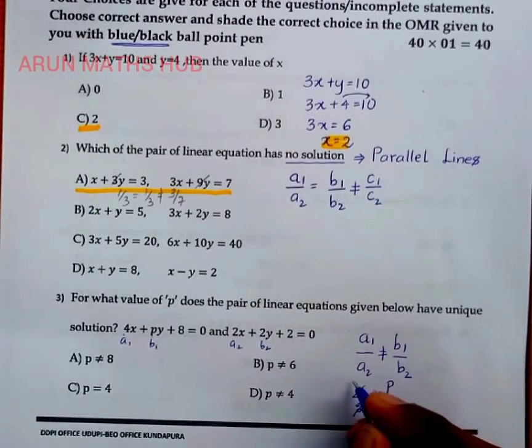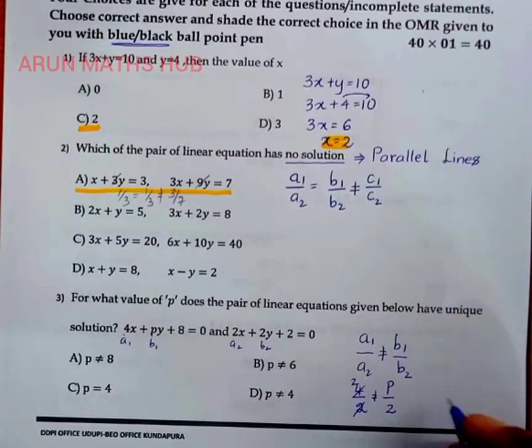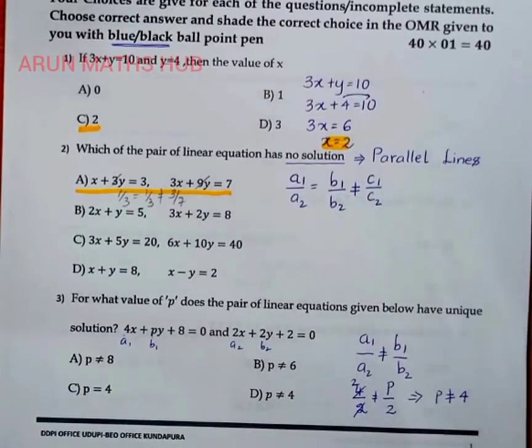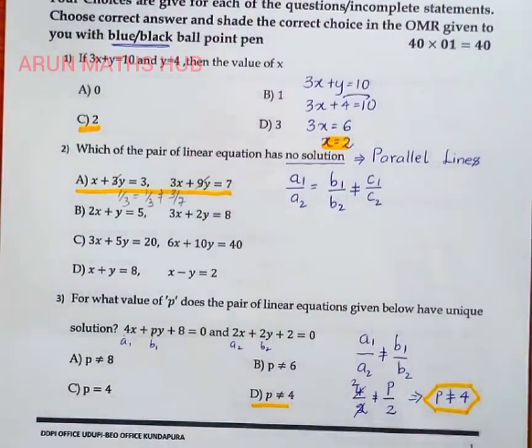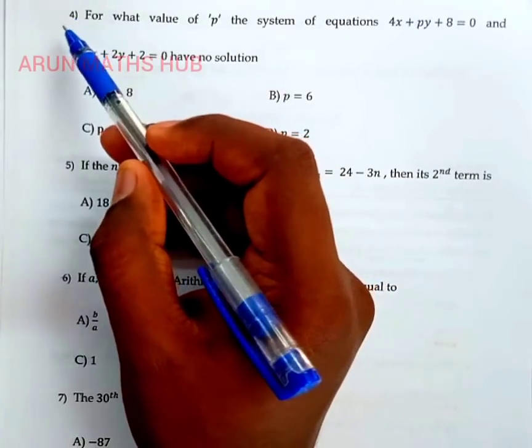Now 4 divided by 2 we get 2. Now cross multiply, we get p is not equal to 4. Therefore the correct answer is option D, p is not equal to 4. Now moving to the fourth question.